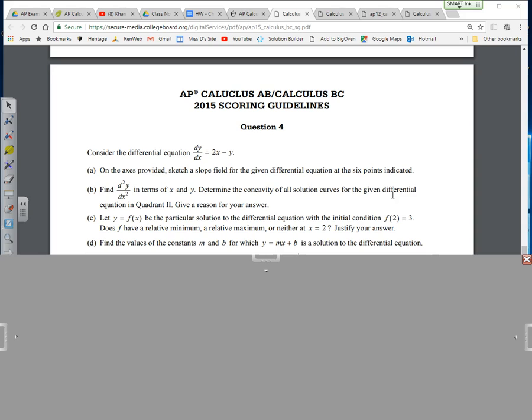Sorry, I didn't remember what the answer was. Usually it's 0. It's neither, because it's not a critical number. So you wouldn't have even gone to the second derivative test.